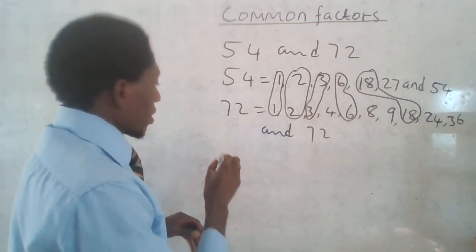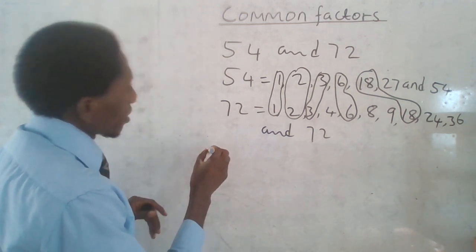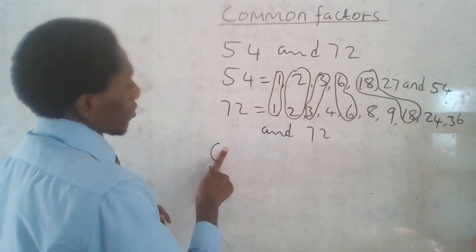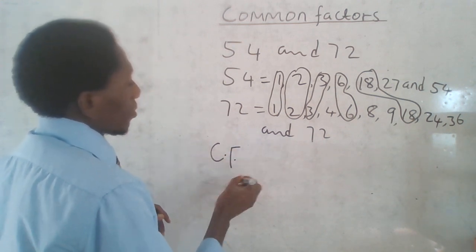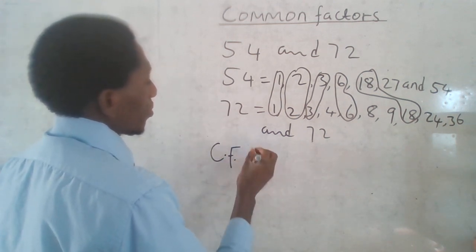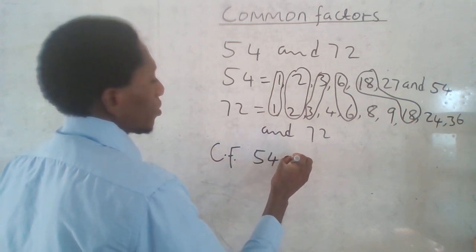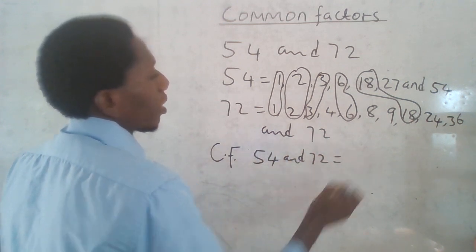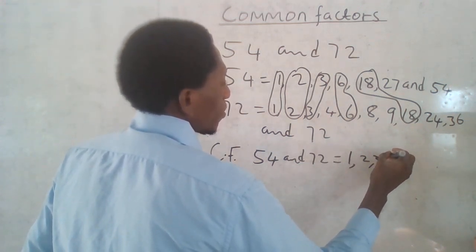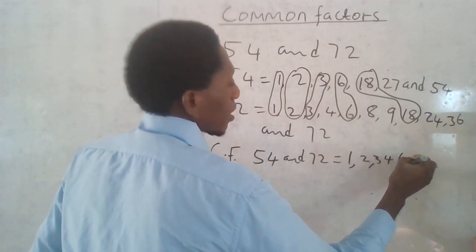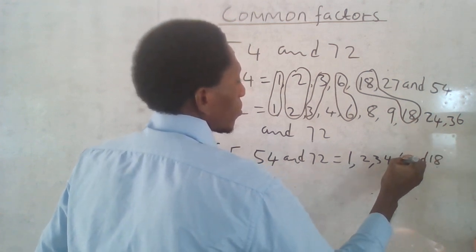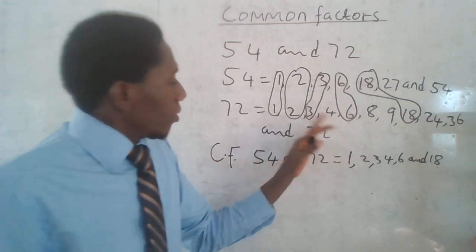So we are saying that the common factors of 54 and 72 are 1, 2, 3, 4, 6, and then 18. So these are the common factors.